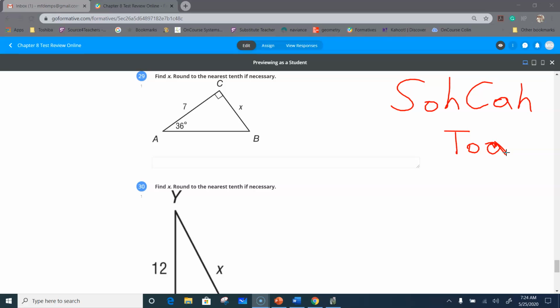So I have to observe what I have. I have this angle here at 36. The hypotenuse is not involved in the problem at all. I have the opposite side and I have the adjacent side. So I would like to use tangent for this. So I'm going to take the tangent of 36.